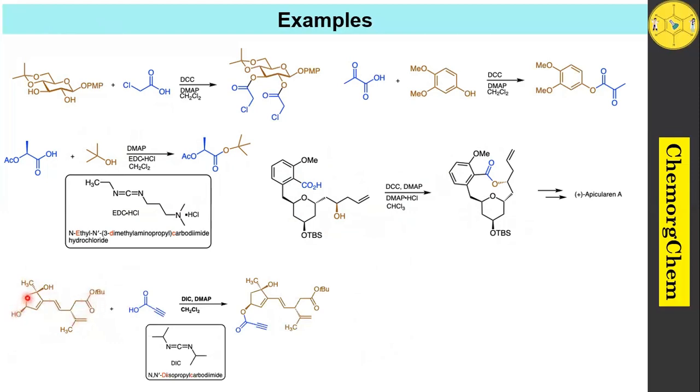Now you see this compound has two hydroxy groups. One is secondary, another one is tertiary. However, this carboxylic acid preferentially reacts with the secondary alcohol due to the steric effect, which readily produces this corresponding ester product.